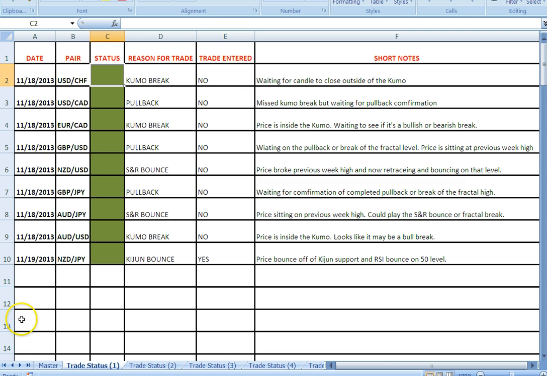And each day I'll do that, just fill this up and then fill it up on another sheet, and do that all the time, have everything logged. So what that helps me do is when I go back to my charts, I can quickly look at this spreadsheet and know the pairs that I'm looking at, because when you're looking at a lot of pairs, it's hard to remember which ones you want to trade. So you have to have some documentation.